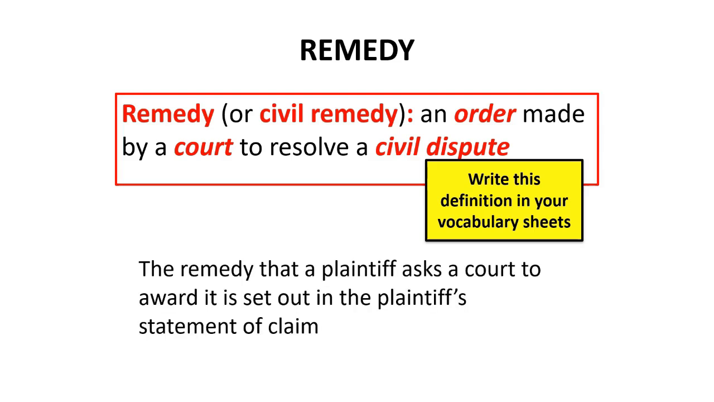The remedy that a plaintiff asks a court to award when the plaintiff sues a defendant is set out in the plaintiff's statement of claim. A statement of claim is a document that the plaintiff serves on the defendant when the plaintiff is suing the defendant for a civil wrong. This document sets out the details of the plaintiff's claim against the defendant.